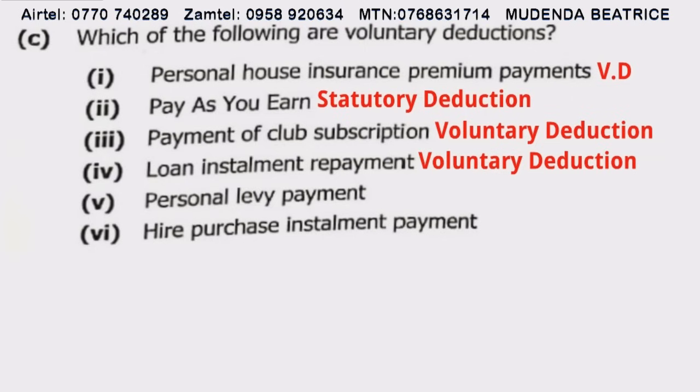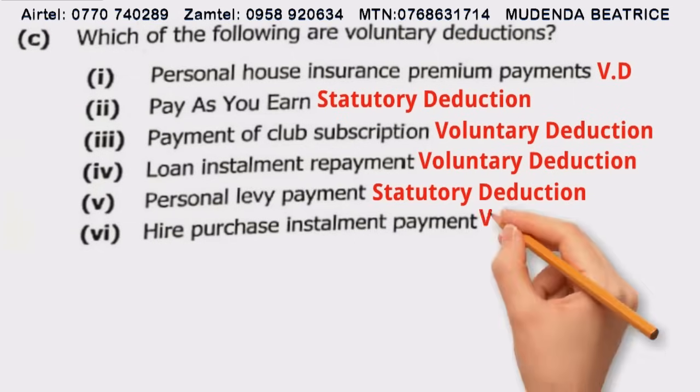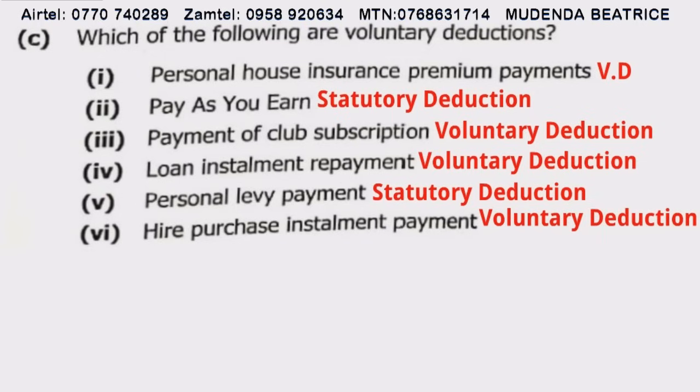Personal levy payment, this one is statutory deduction. You have no say about it. Number six, hire purchase installment payment. This one is voluntary. Like I said earlier on, you buy something on hire purchase, you buy a TV and you decide to be paying in parts. Like you get a TV for 10,000 and then you start paying back 500 per month, 500 per month, until you clear the cost. That is your decision, and that is hire purchase. So that is voluntary deduction.